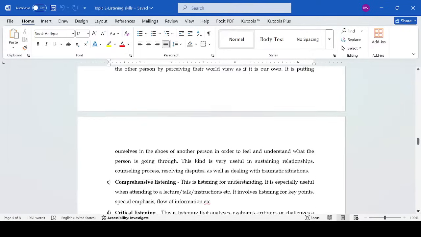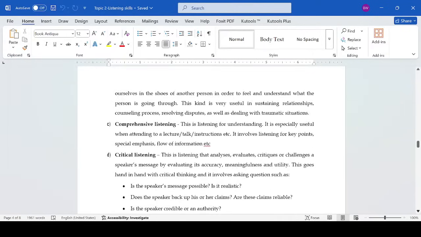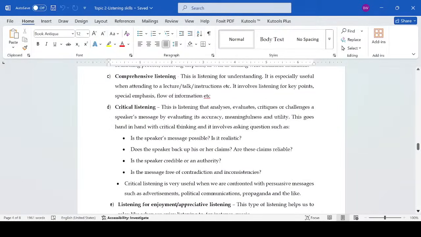Then we have comprehensive listening. This is listening for understanding. You are in a class, you are in a public lecture, you need to listen for comprehension. You're trying to understand what are the key points, what is the flow of the information, what is the action required after you have listened. So you're listening for understanding. If you are in a church today, you listen for understanding.